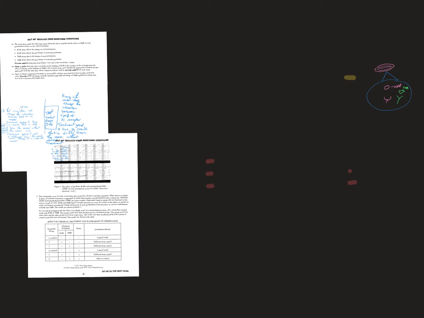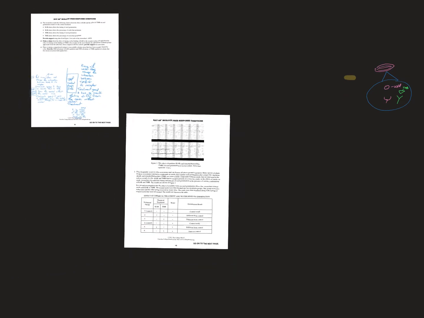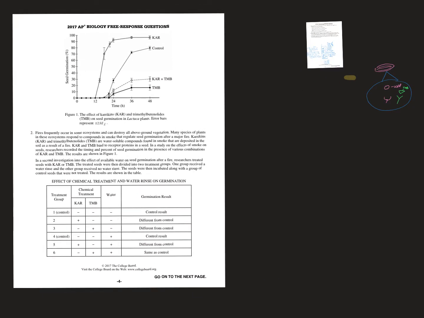In the previous parts you were analyzing the data that was already given to you on a chart. Now they're telling you that CAR is being released by the plant after it's burned, and TMB is released as it's burned by various plants as well. TMB slows the germination of seeds, where CAR speeds the seeds' germination up and increases the number of seeds that germinate. So what kind of interaction, what are the advantages?